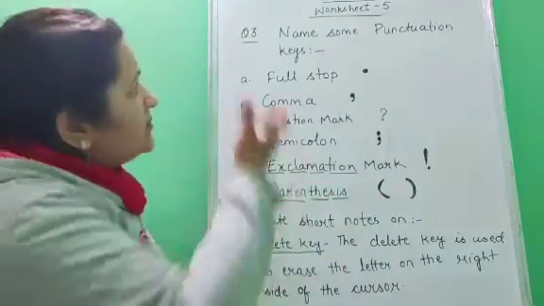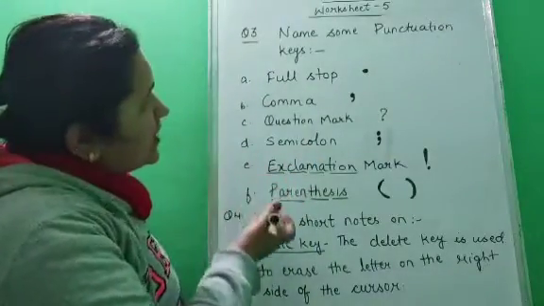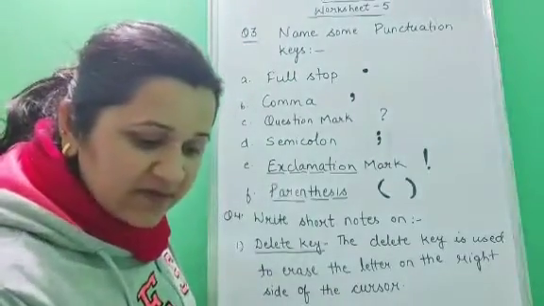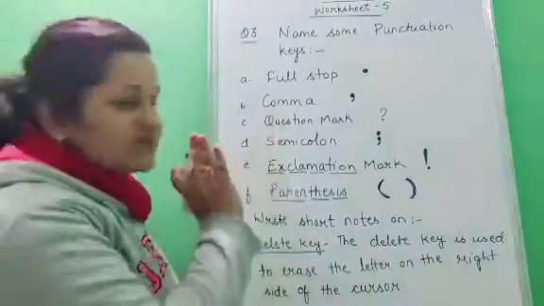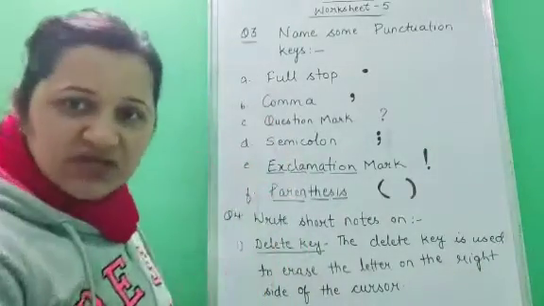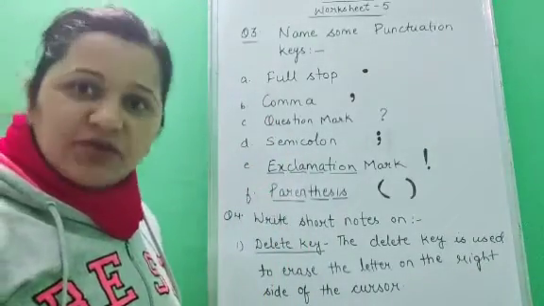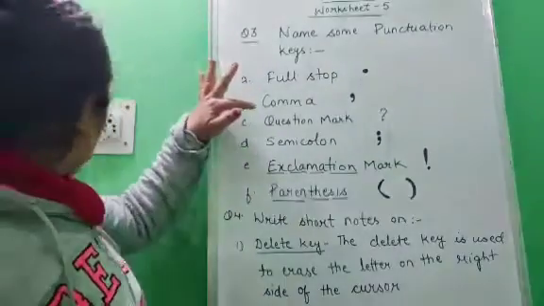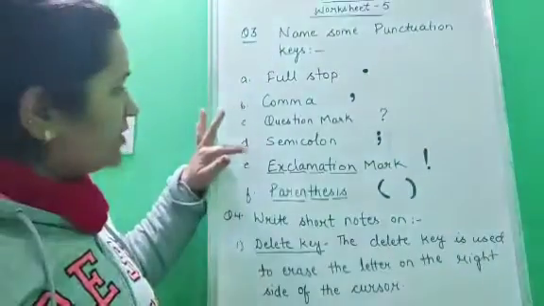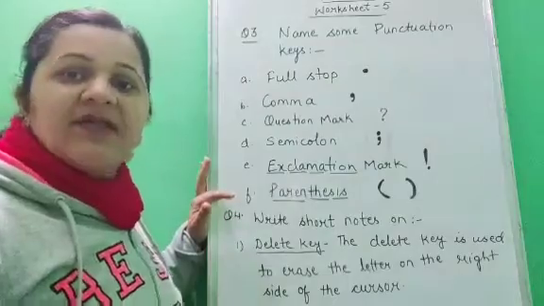Okay, children. Now, these are some punctuation keys. Many more keys are given, but here in your book only this much is explained, so I am writing down only this much. So you have to learn these punctuation keys: full stop, comma, question mark, semicolon, exclamation, and parenthesis.